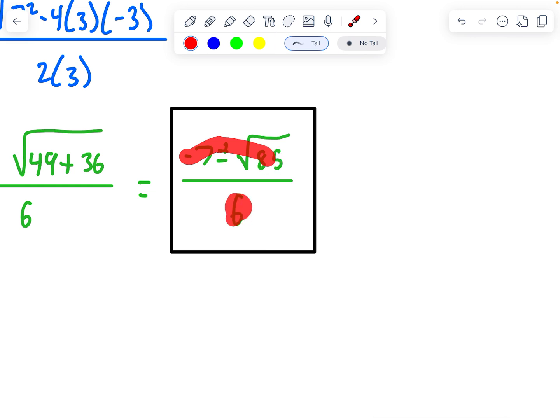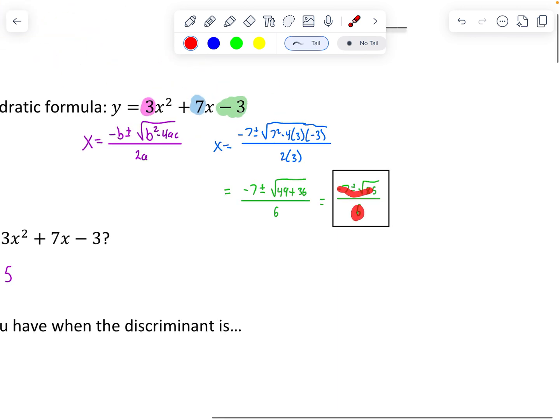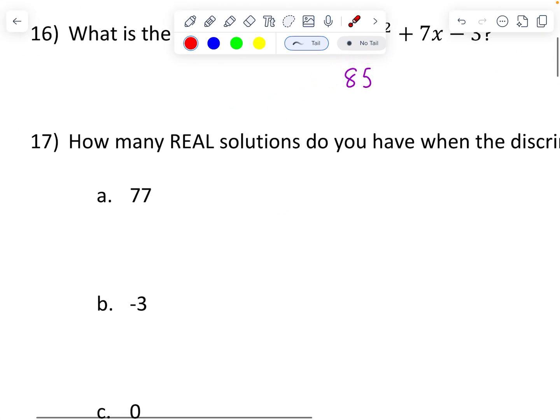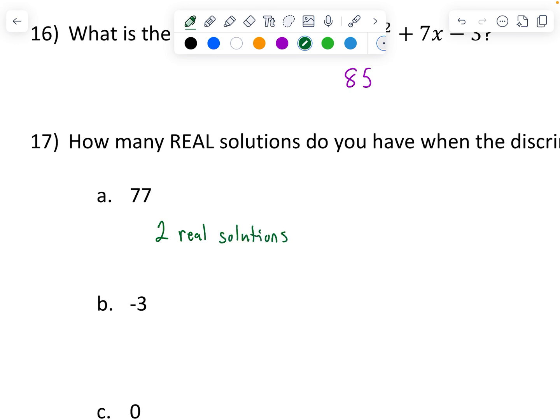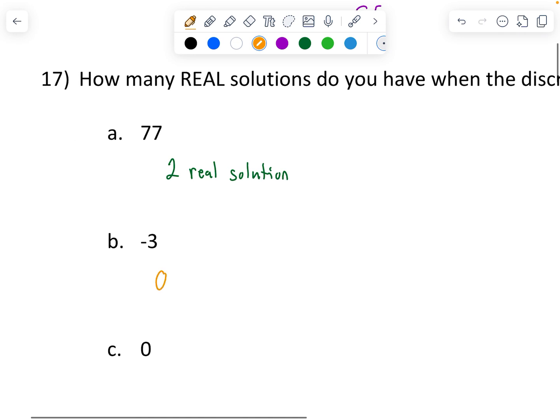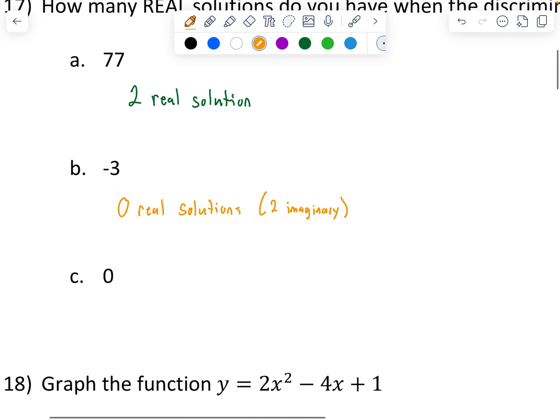-7 plus this number divided by 6, whatever that is. -7 minus this number divided by 6, whatever that is, but it gives you 2 different real solutions. So 2 real solutions. When your discriminant is negative, so you have a negative number under the radical, that's when you get 0 real solutions. It also means you get 2 imaginary solutions. That's that number i that we've talked about.